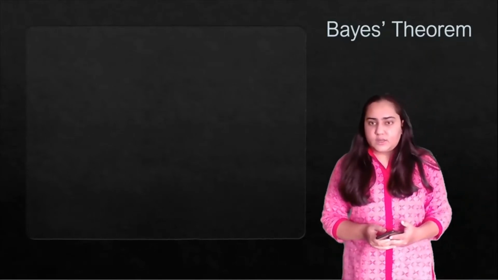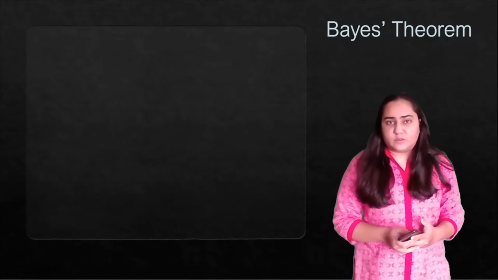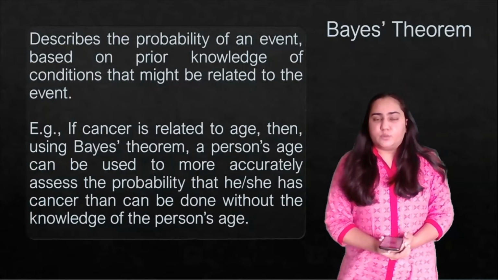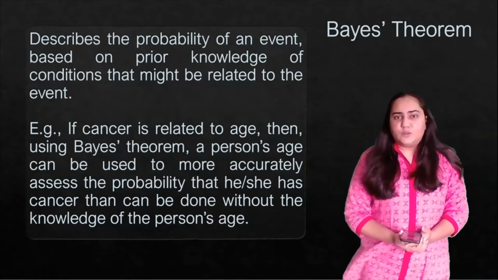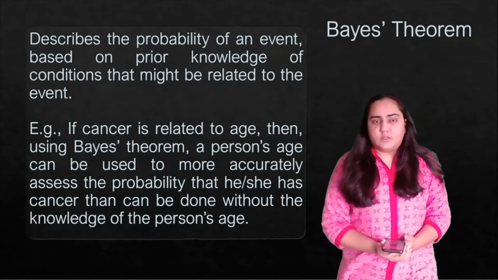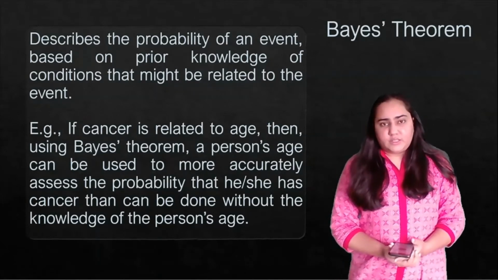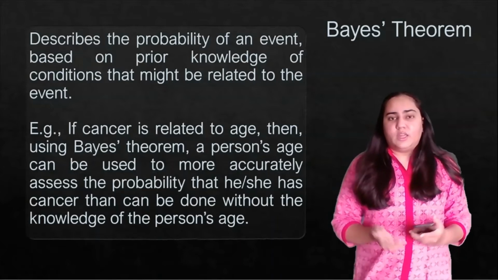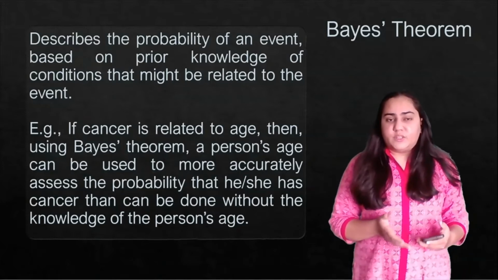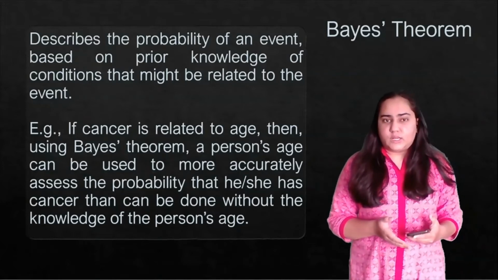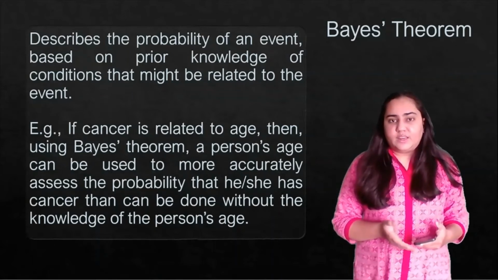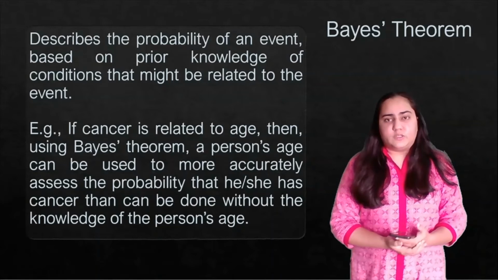First, I'd like to explain what the theorem is about. Bayes' theorem describes the probability of an event based on prior knowledge of conditions that might be related to the event. To understand it better, let's take an example. If cancer is related to age, then using Bayes' theorem, a person's age can be used to more accurately assess the probability that he or she has cancer than can be done without the knowledge of the person's age.